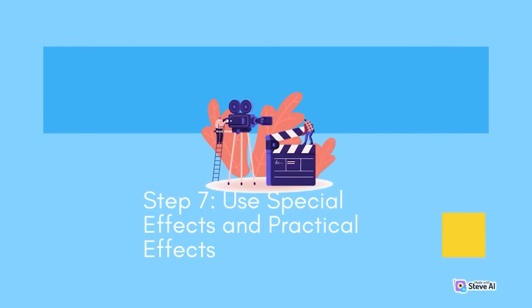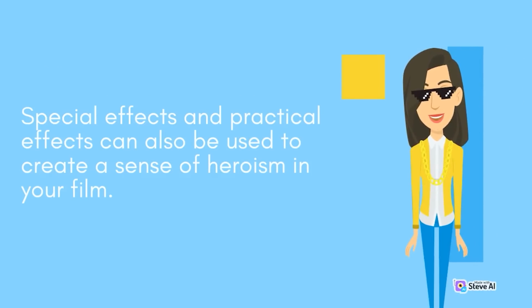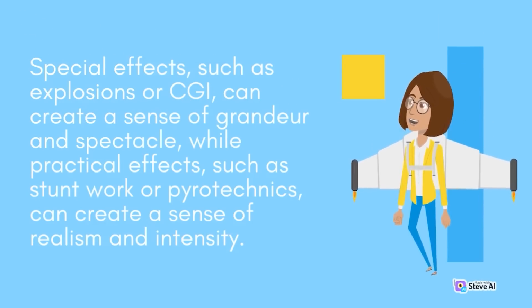Step 7. Use special effects and practical effects. Special effects and practical effects can also be used to create a sense of heroism in your film. Special effects, such as explosions or CGI, can create a sense of grandeur and spectacle, while practical effects, such as stunt work or pyrotechnics, can create a sense of realism and intensity.